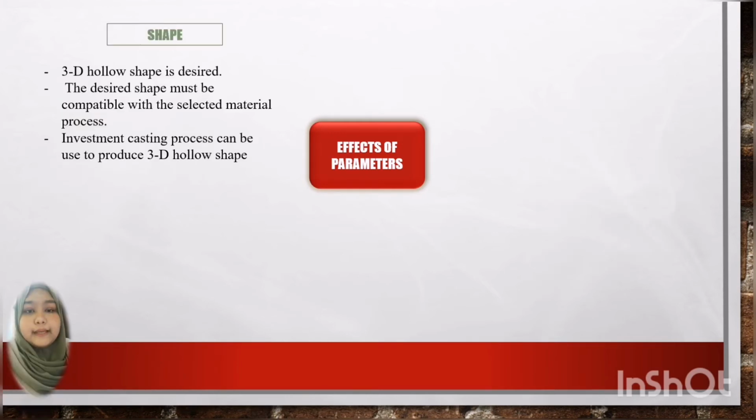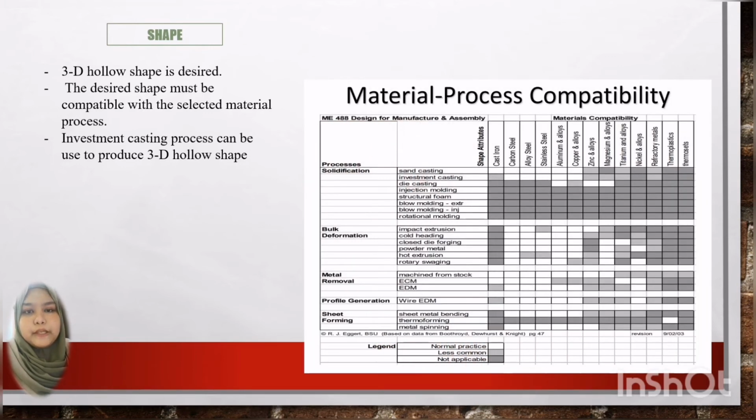The third parameter is shape. In this product, a 3D hollow shape is desired and it must be compatible with the selected material process. From this picture, the investment casting process can be used to produce a 3D hollow shape.